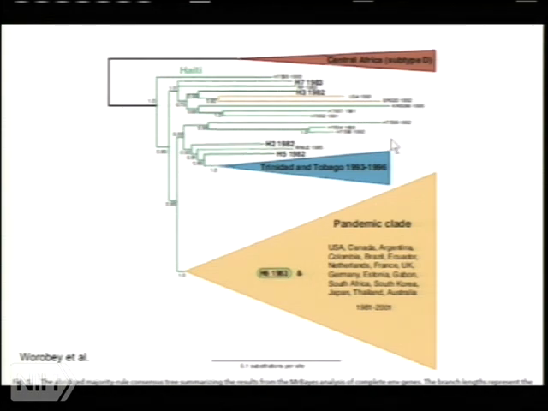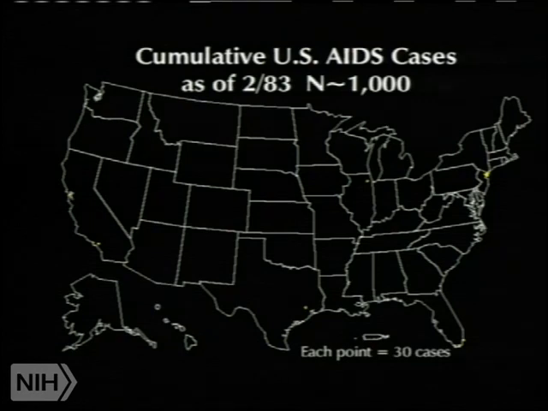So you could find viruses in Haiti that are older than any of the ones in the United States and younger than any of the ones in Central Africa. So it's most likely that that transmission was much more complex than a single airline steward. This is how the epidemic emerged in the United States.